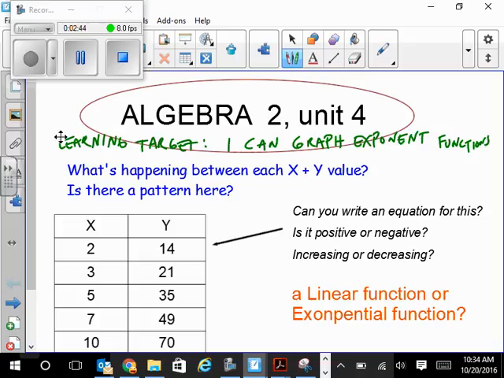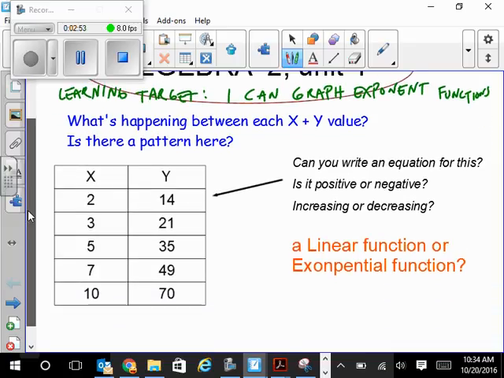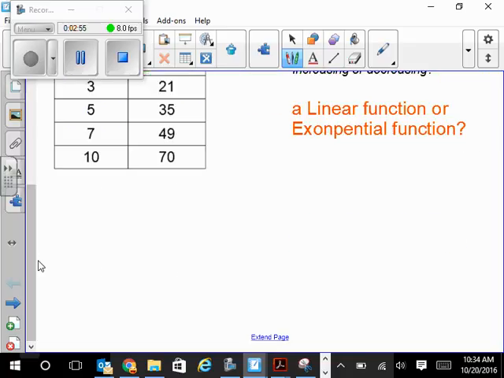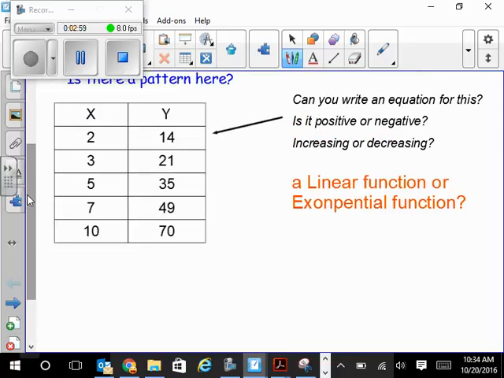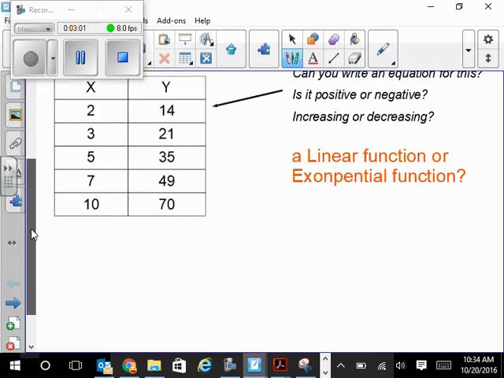So the 14, 21, 35. Your job is to find out what is it that they're doing to get from the first number to the second number, from the second number to the third. That will tell us what the sequence is. They're adding 7. From the first one to the second one.